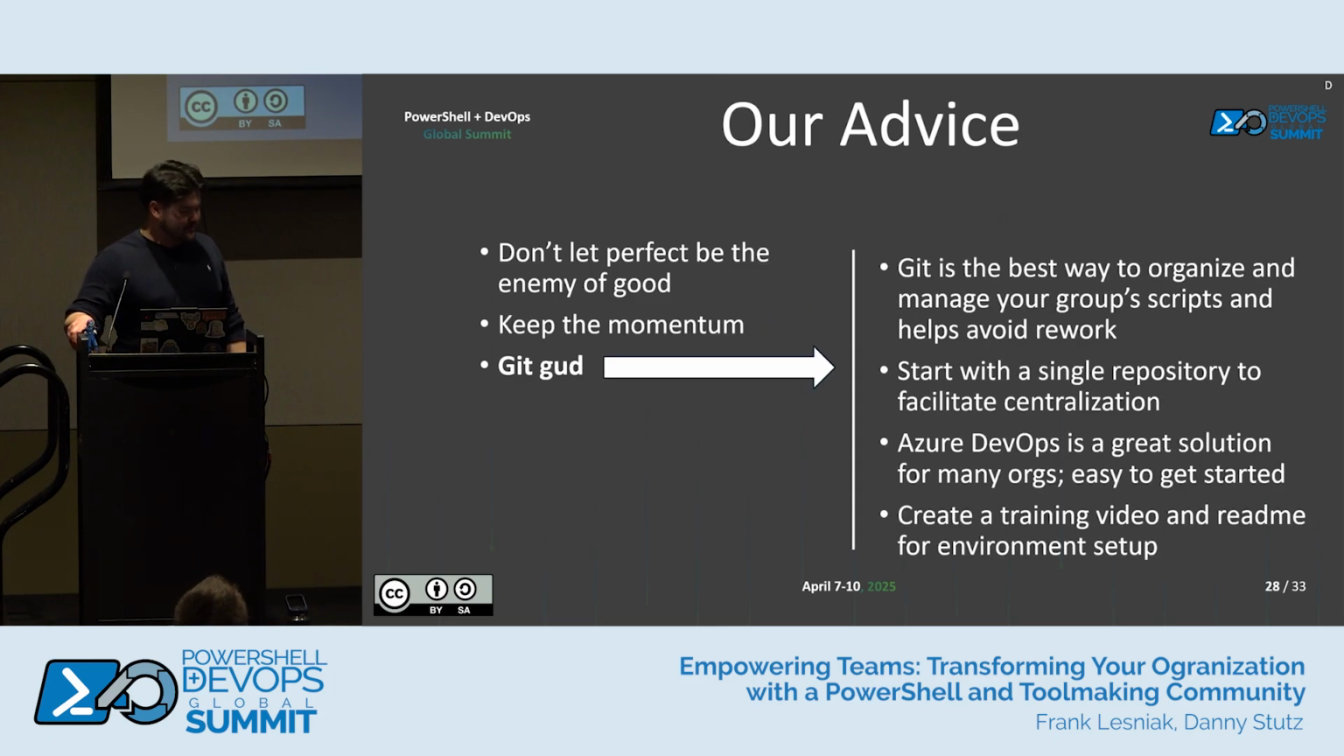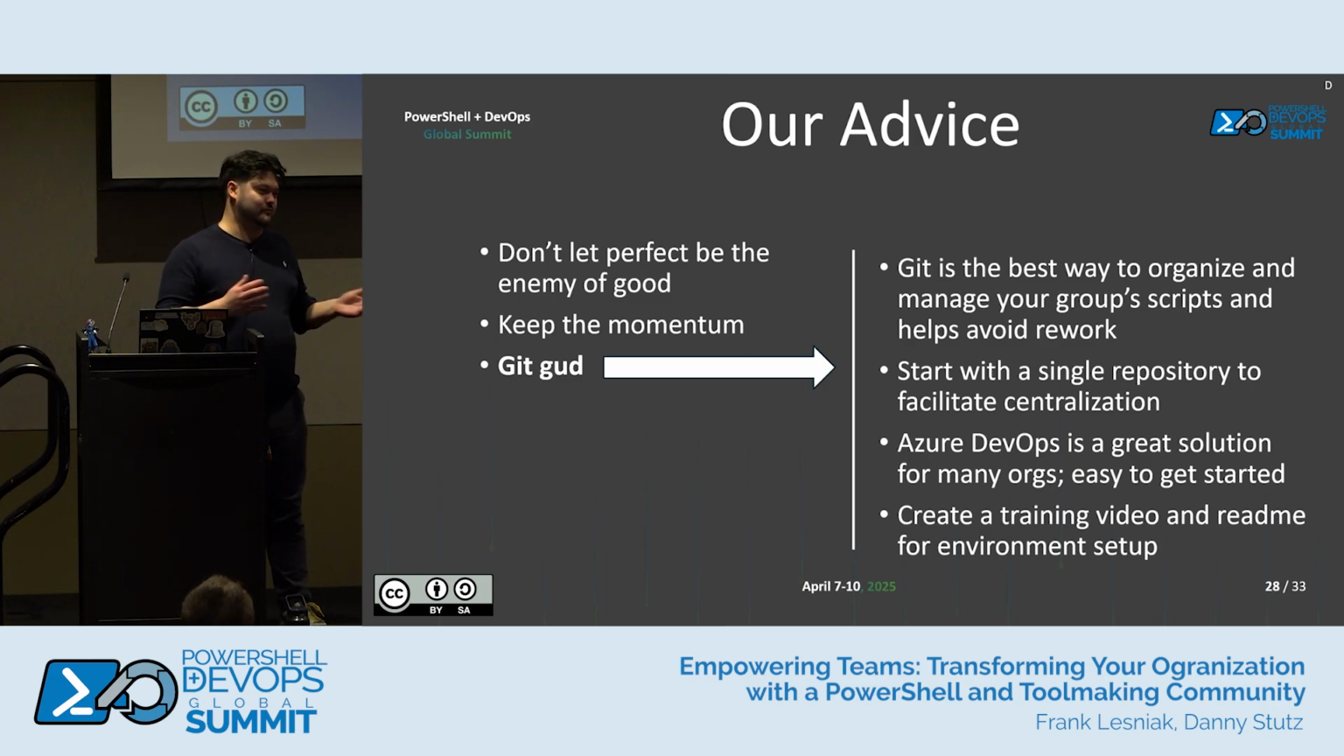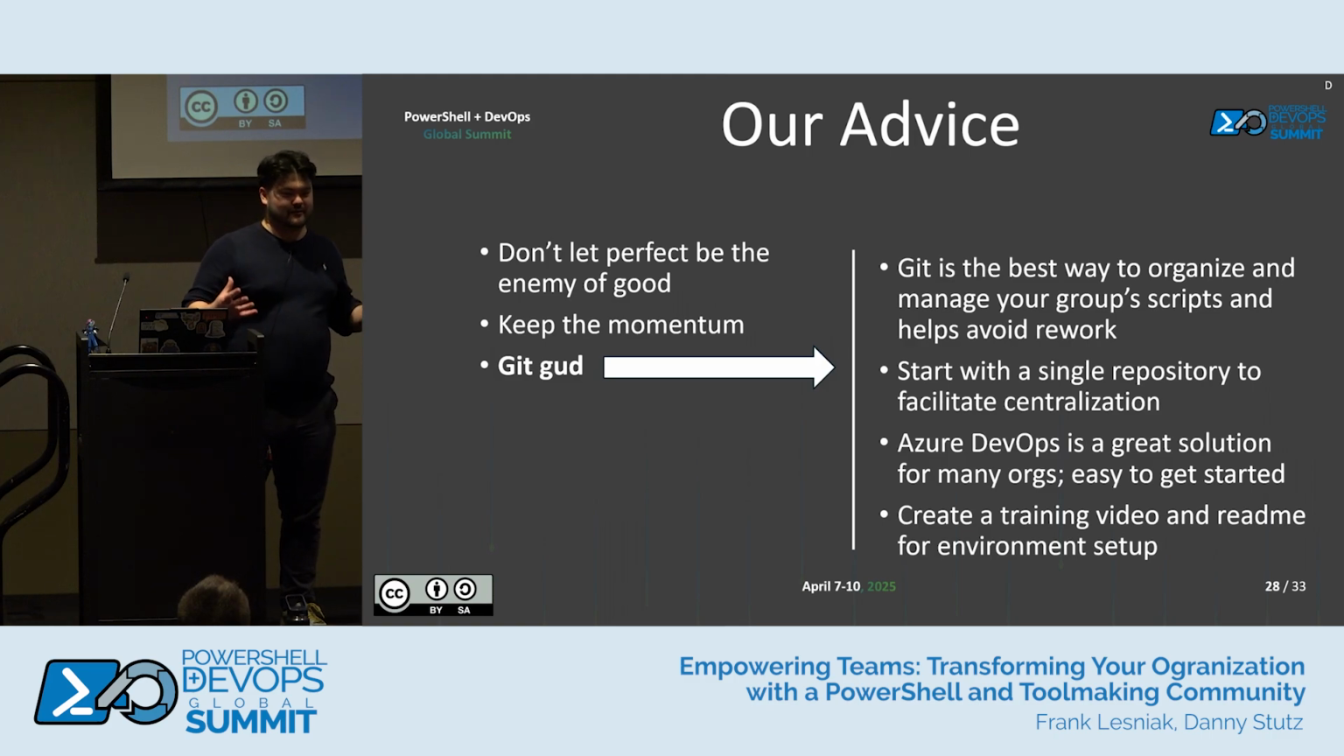Our last piece of advice is around, get good. Basically, use Git. Obviously you've heard about it all week, Git and using it and the benefits of using it. It really helped us with getting started on our centralization efforts for all of our scripts. You can start with a single project, single repository, and maybe it's just a bunch of scripts in a folder, right? That's perfect to start out. Going back to don't let perfect be the enemy of good. Just get something there. Something is better than nothing, right?